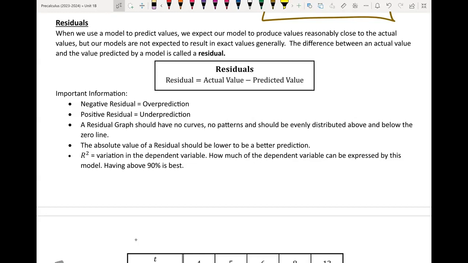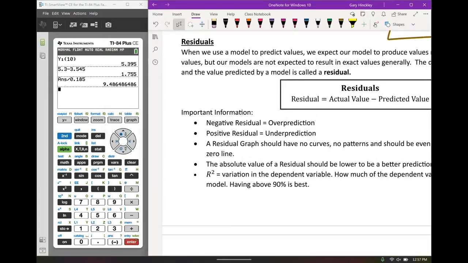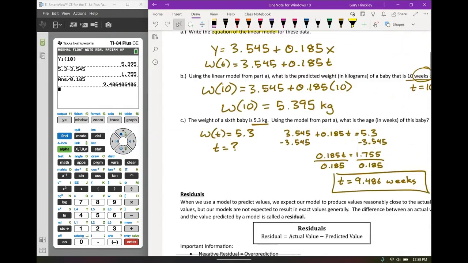Let me help you visualize this. So on our calculator, we can plot our scatter plot, and we can plot our residuals. I'll show you that another time.